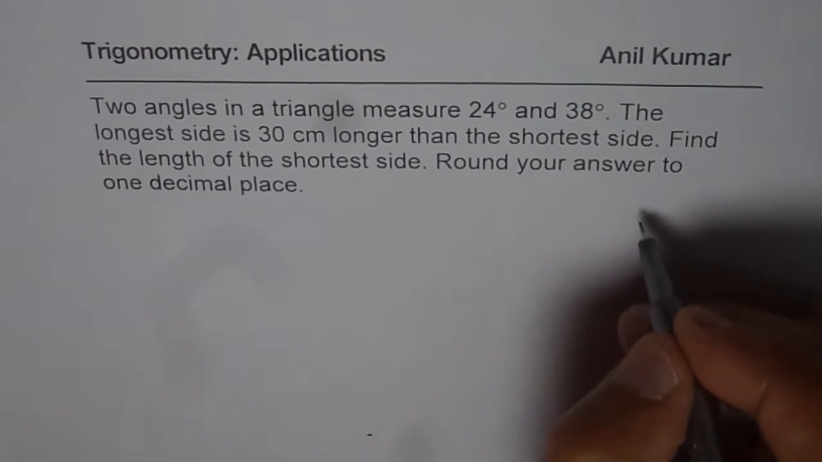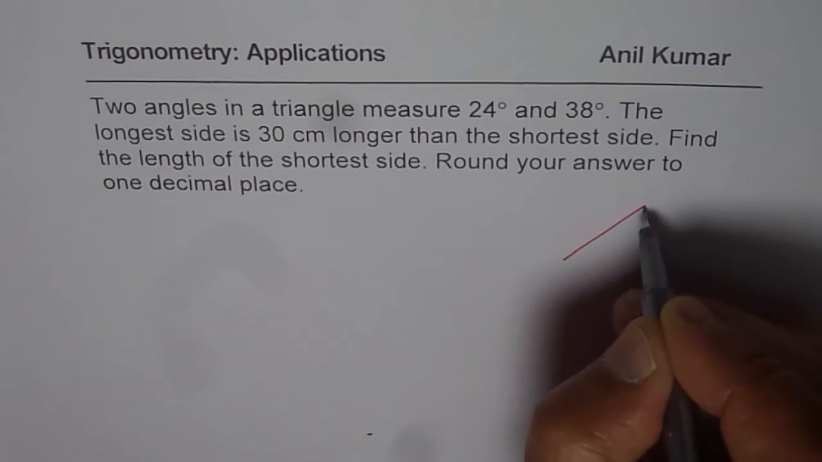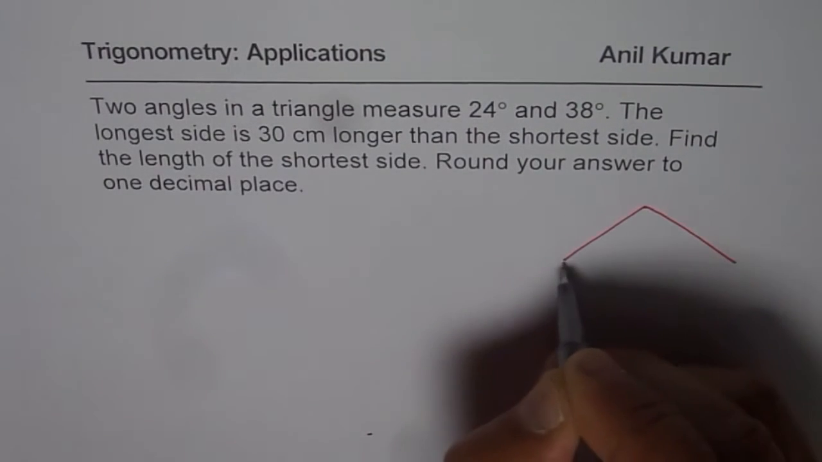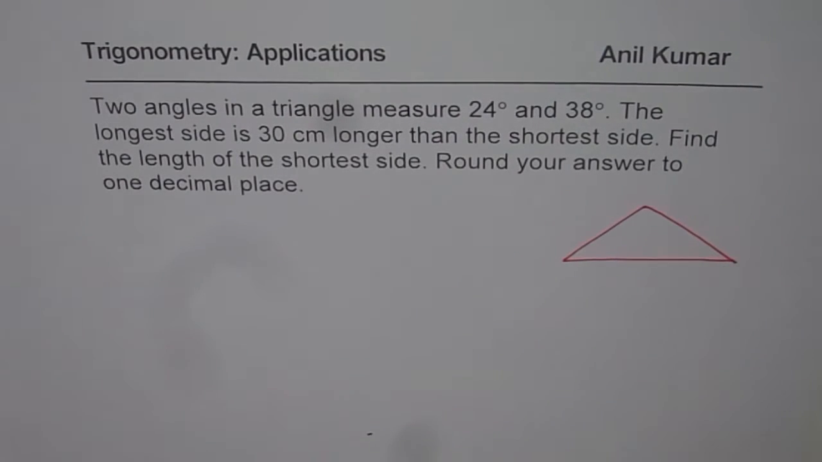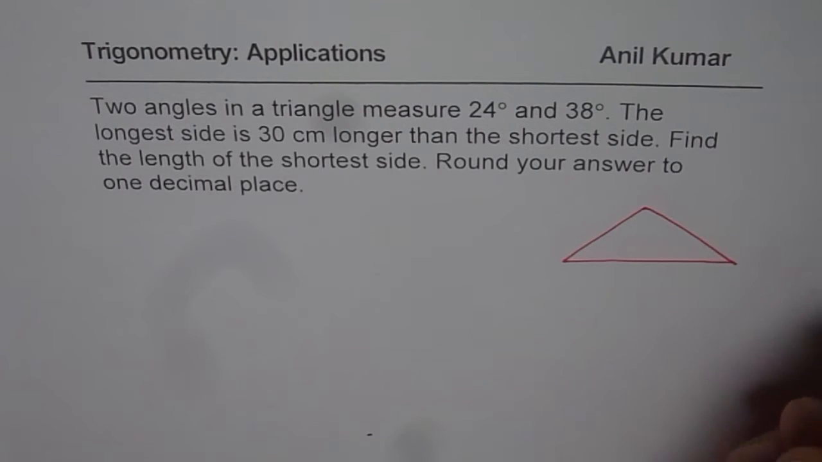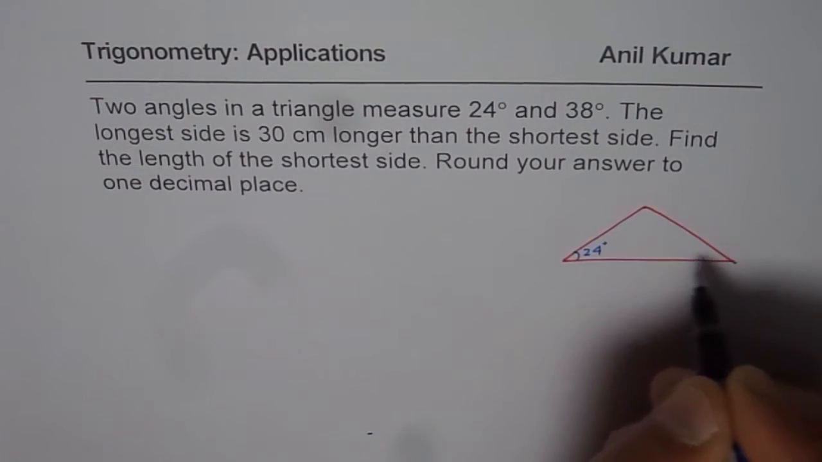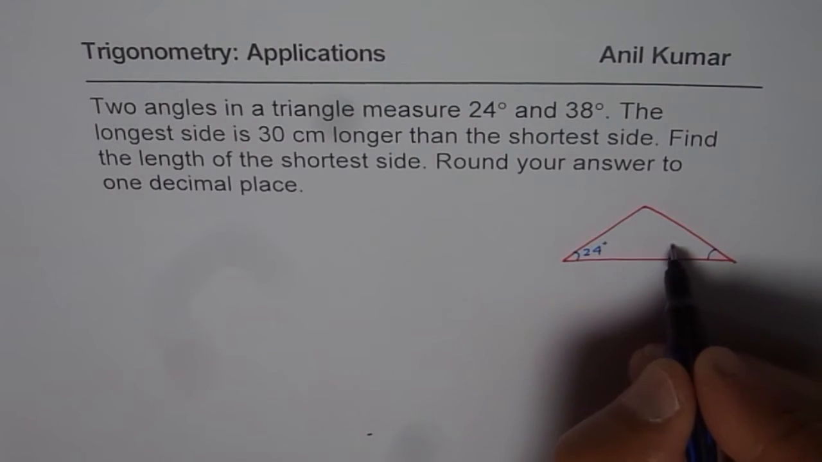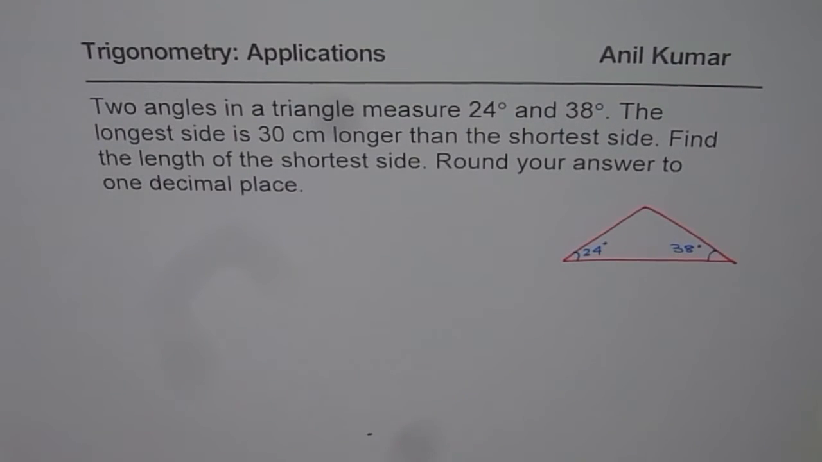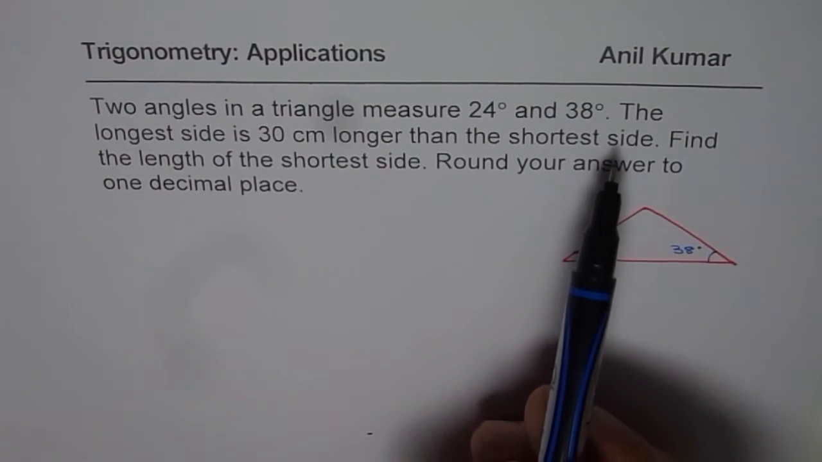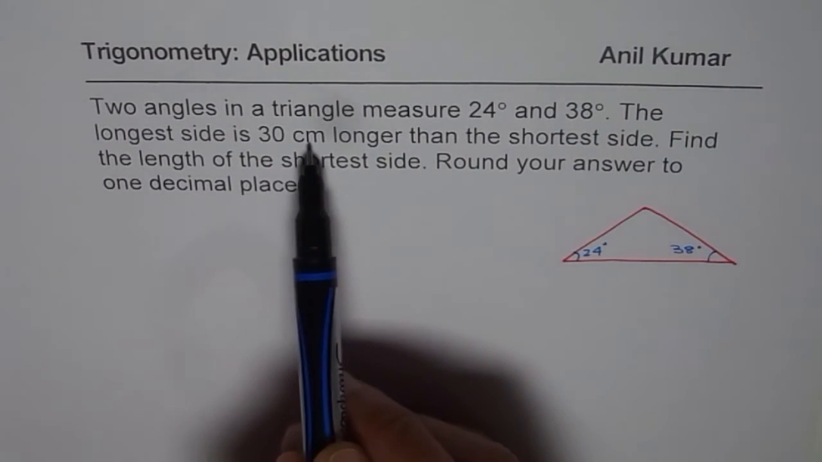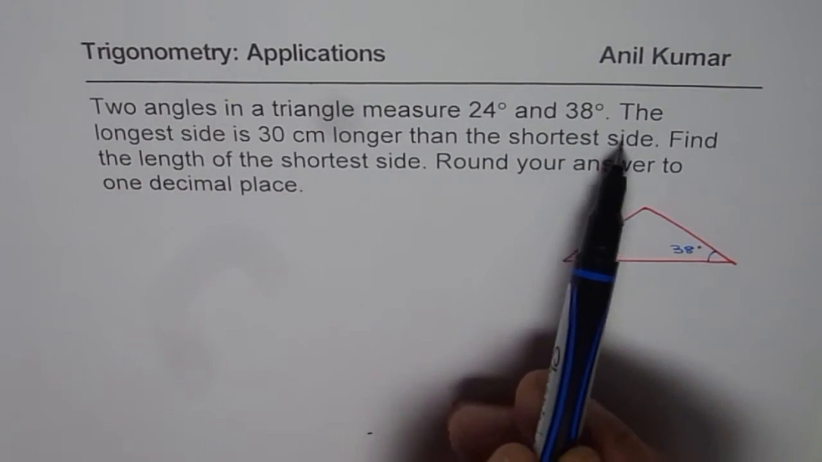So let's begin by sketching a triangle. Let us say this is the triangle we have. Now in the given triangle, we are given that the angles are 24 and 38 degrees. So let me write down here 24 degrees and then 38. It's a rough sketch, correct?